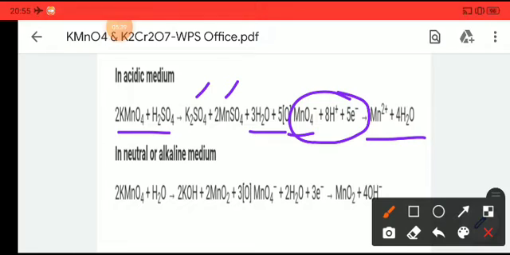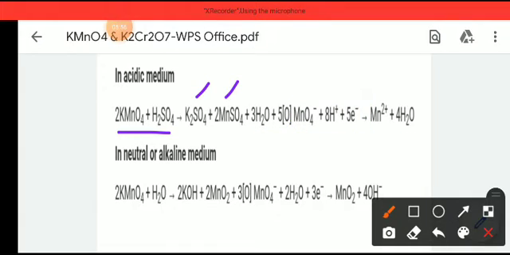Apart from that, you have to remember that KMnO4, while reacting with H2SO4, forms salts, that is potassium salt, potassium sulfate, as well as manganese sulfate and water. You have to remember that KMnO4 is slightly basic.